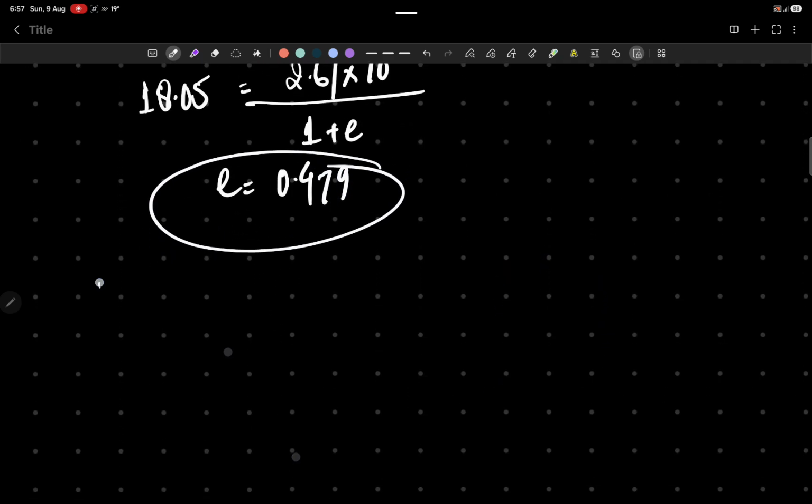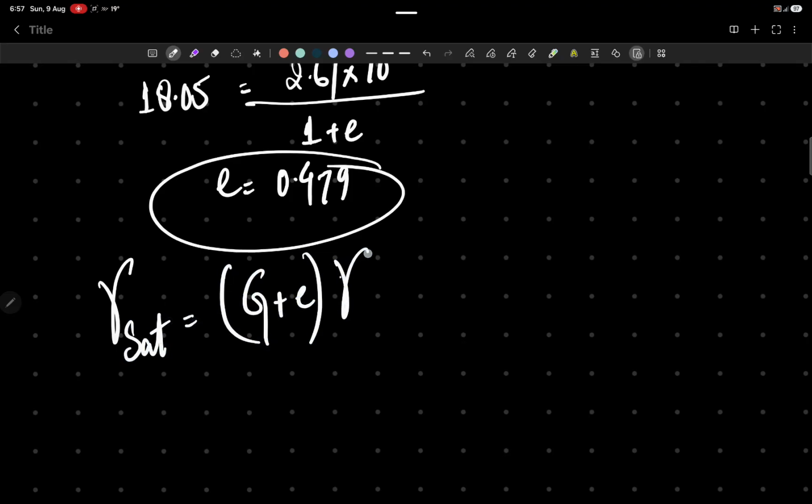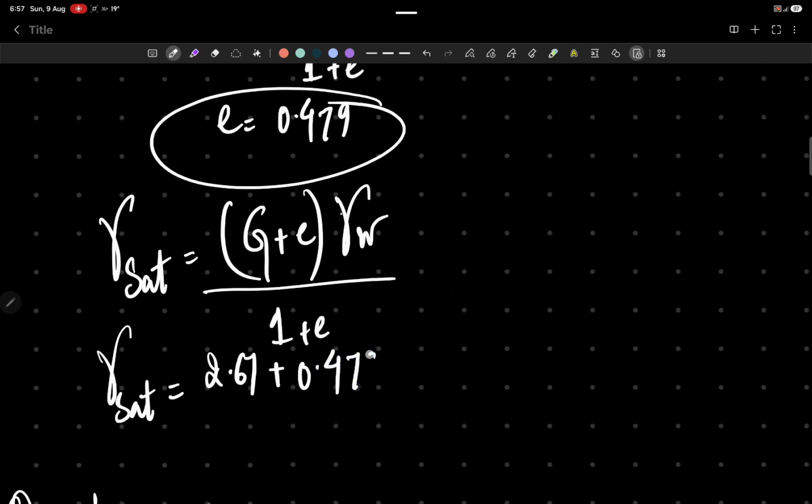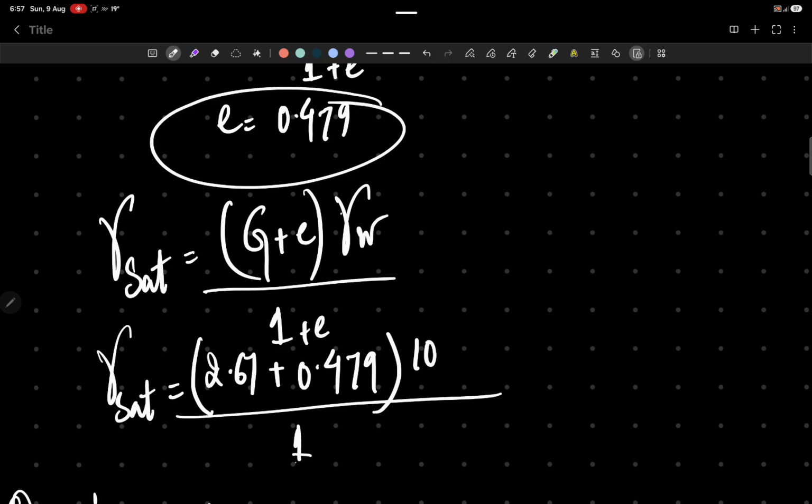With the help of e, I can find the saturated unit weight now. That is (G plus e) γw divided by 1 plus e. So saturated unit weight is equal to G 2.67 plus e 0.479, times unit weight of water, 10 kilonewton per cubic meter, divided by 1 plus e, which is 1.479. By calculation, saturated unit weight is 21.29 kilonewton per cubic meter.